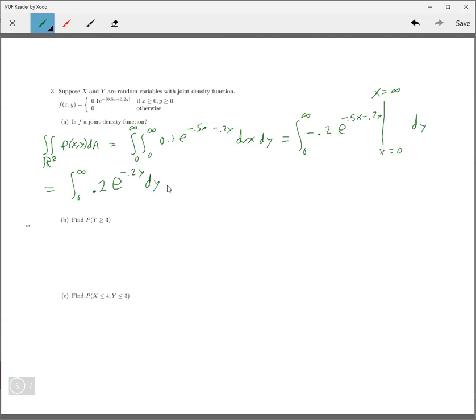Then dy. And you integrate this, and you're going to get negative e to the negative 0.2y, also going from 0 to infinity. When you take the limit as y goes to infinity, that is 0. And then plugging in a 0 gives you negative 1. So that's 1. So the answer there is yes.